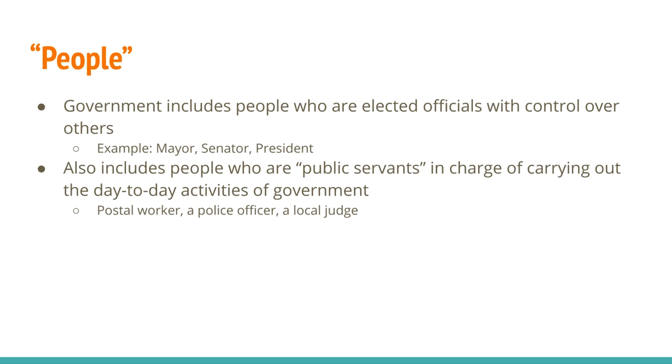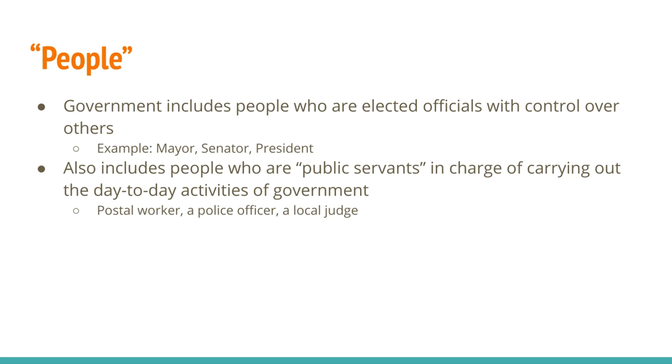There's a second category of people, and these are people that we would consider public servants. So they're in charge of carrying out the day-to-day activities of government, okay? Because there are a lot of different things that the government actually accomplishes on a day, on a week, year by year, over the course of many years. So examples of these people that we would consider public servants would be a postal worker, maybe. Postal worker works for the United States Postal Service. They are a government employee, okay? There's also a police officer.